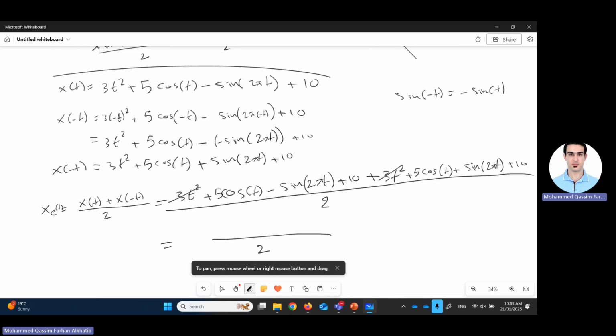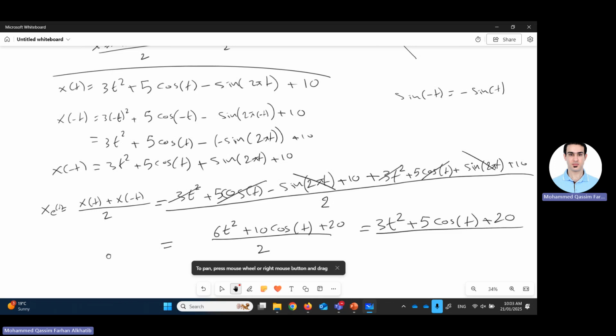3t squared and 3t squared, that's 6t squared. I'm doing the dash, so I do not consider them later to avoid confusion. 5 cosine t, 5 cosine t, both the same sign, so that's plus 10 cosine t. Negative sine 2 pi t and positive sine 2 pi t will cancel each other. 10 plus 10, that is a 20. Then divide each number over 2. I will have 3t squared plus 5 cosine t plus 20. So that is the even part.